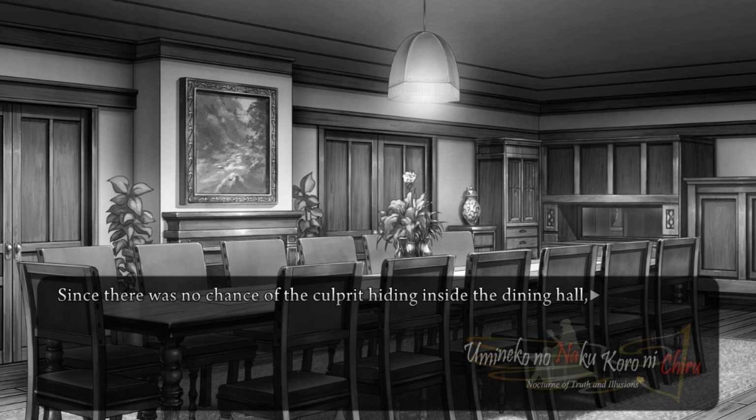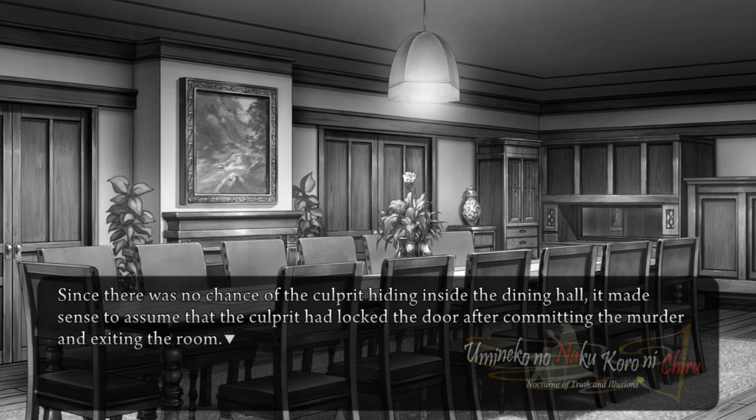Since there was no chance of the culprit hiding inside the dining hall, it made sense to assume that the culprit had locked the door after committing the murder and exiting the room.